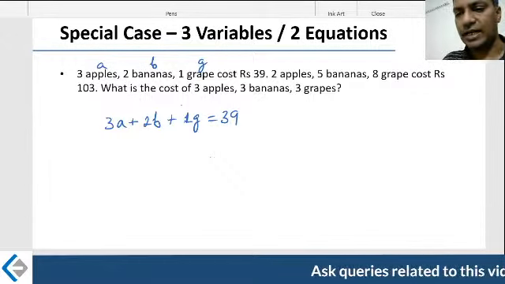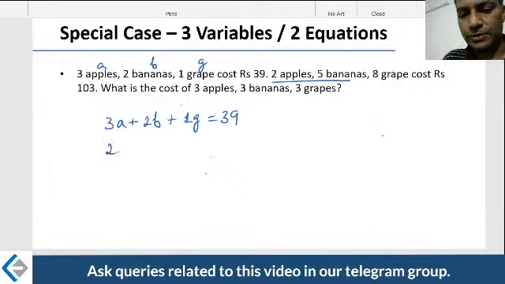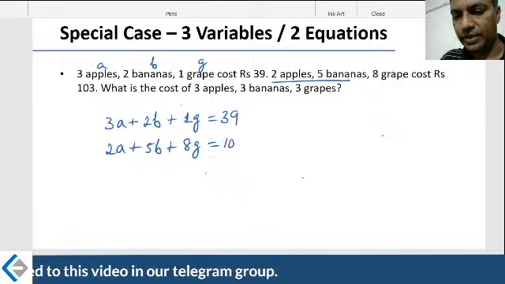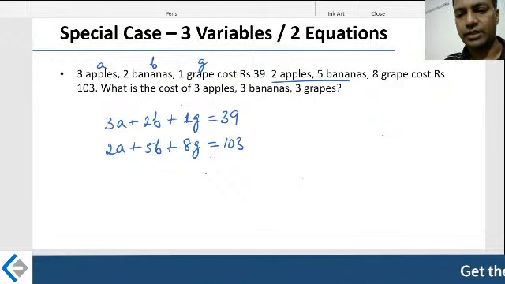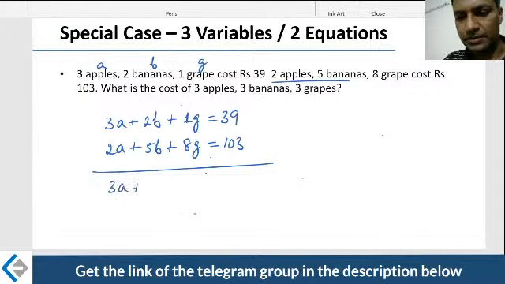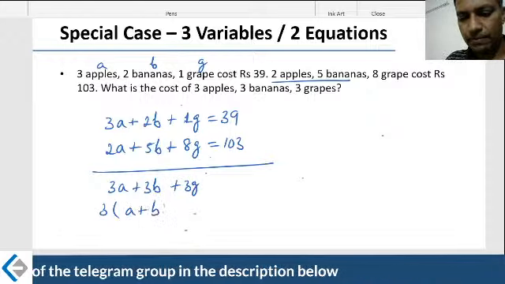On the other hand, the second proposition: 2 apples, 5 bananas, and 8 grapes. That costs how much? That costs 103. The question is, what is the price of 3 apples, 3 bananas, and 3 grapes? Nothing but 3 times apple plus banana plus grape.